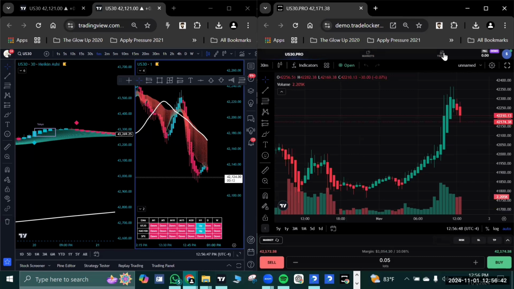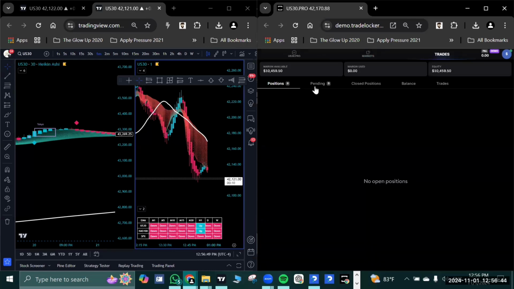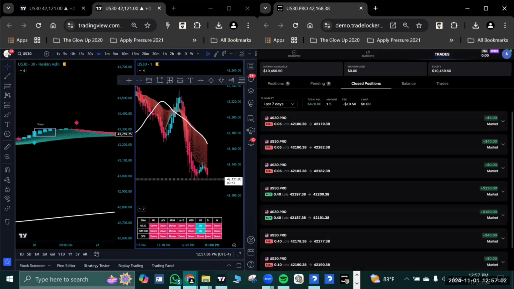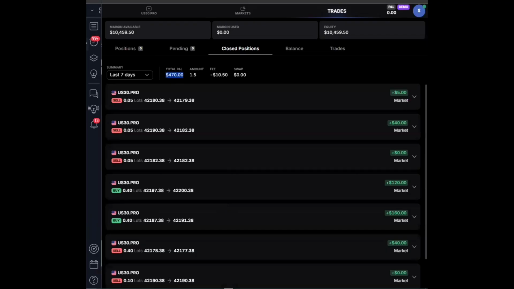Or you just go to trades right here if you don't want to go out. And this is the same thing, positions. So have it side by side, have your positions. And then if you have pending orders, we're not really using those. That's that. Close positions. We see exactly what it is. We did 470 in this little time that we've been doing this. And there we go.